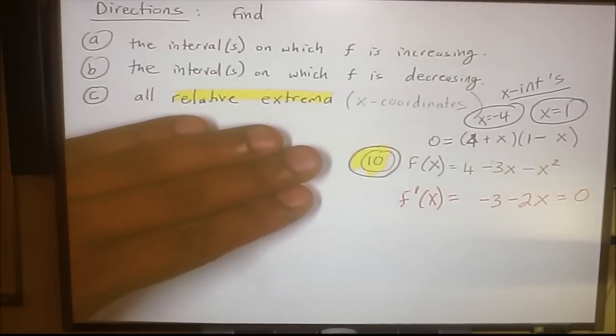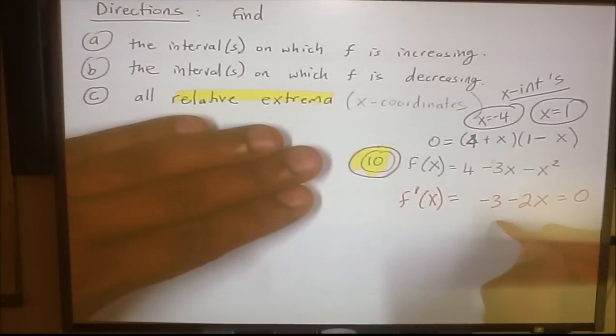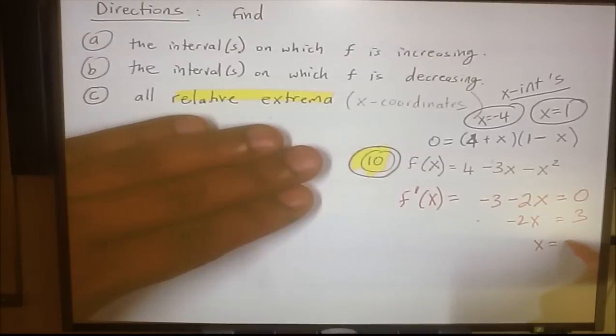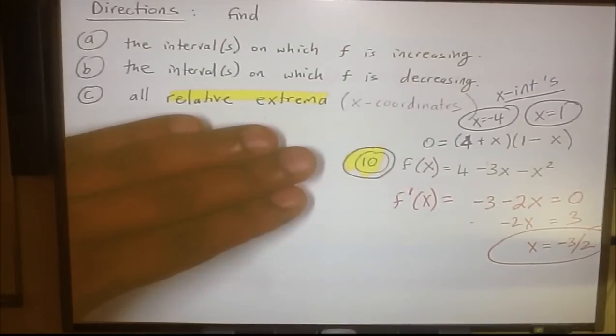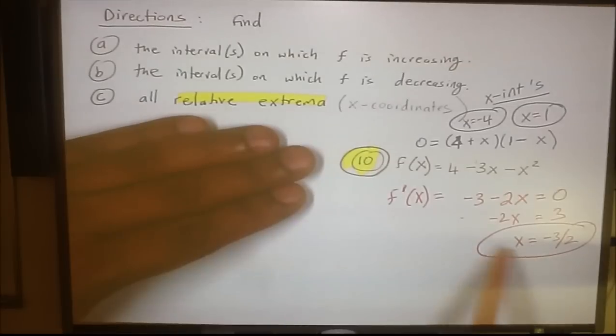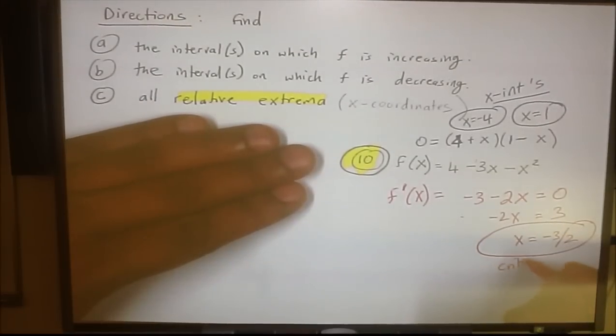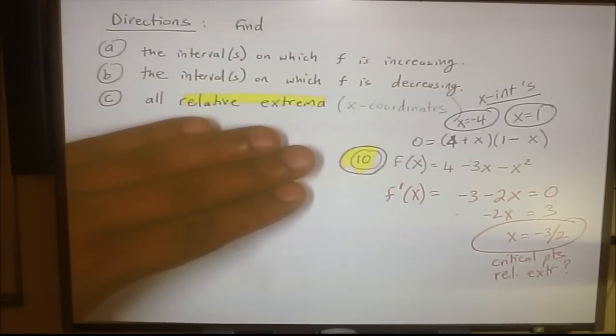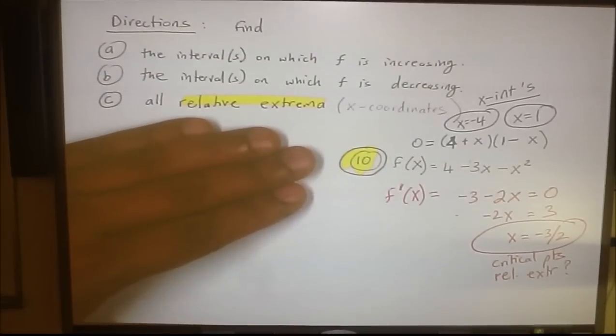Part of step 1 is to set the derivative equal to 0 and to solve. And you get x is equal to -3/2 or -1.5. So step 1: derive, set it equal to 0, and figure out all critical points. Critical points are important because critical points could become relative extrema, and that's what we're looking for. And that is your step 1.